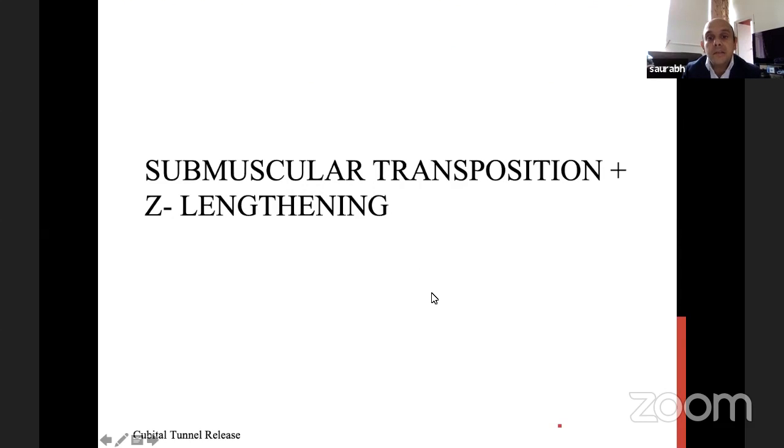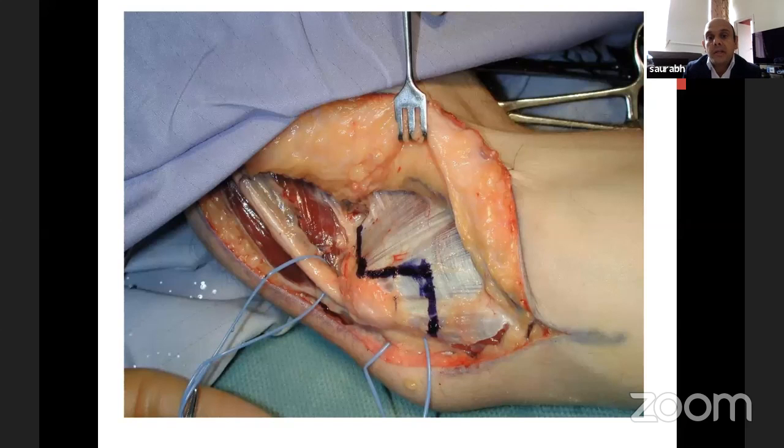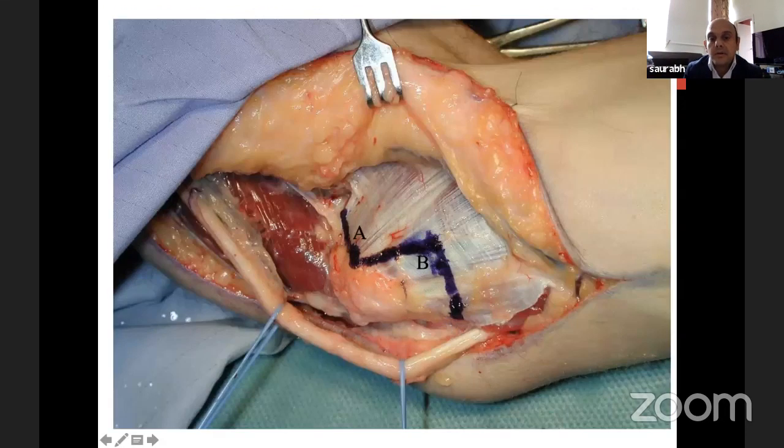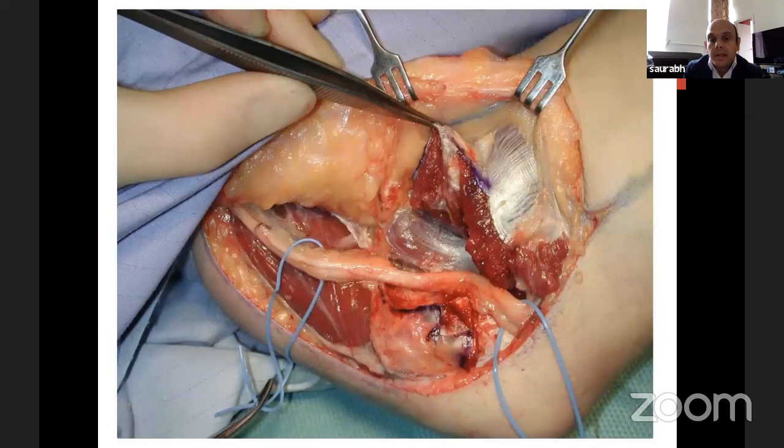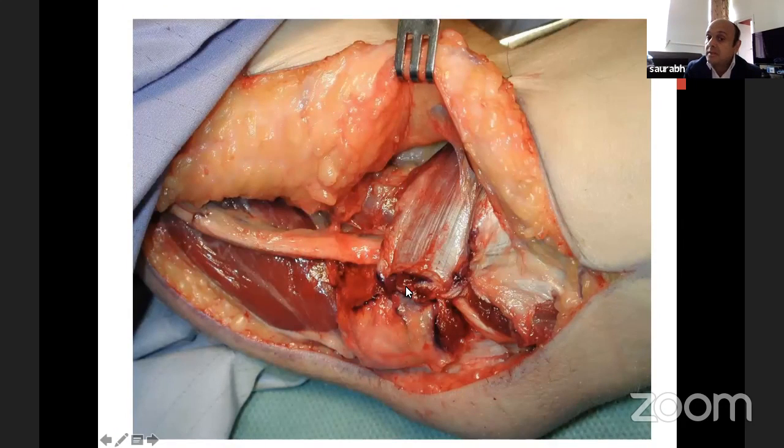So then finally, submuscular transposition. I've never done one. I've got some slides of my colleague. Basically, this is how it's done. That's the ulnar nerve. This is all your flexor origin. We know Z lengthening from our Dupuytrens. And then lift the flexor muscles. The ulnar nerve will come in the front and stitch the muscle back on. That's your submuscular transposition. If you do a proper submuscular transposition, your ulnar nerve is very close to the median nerve. So it's not an easy operation to do. Remember that.